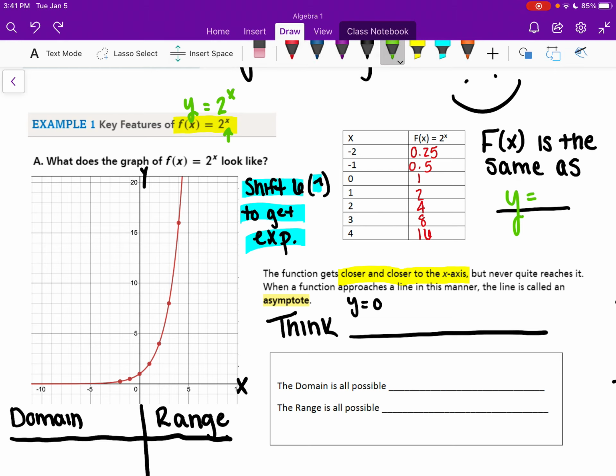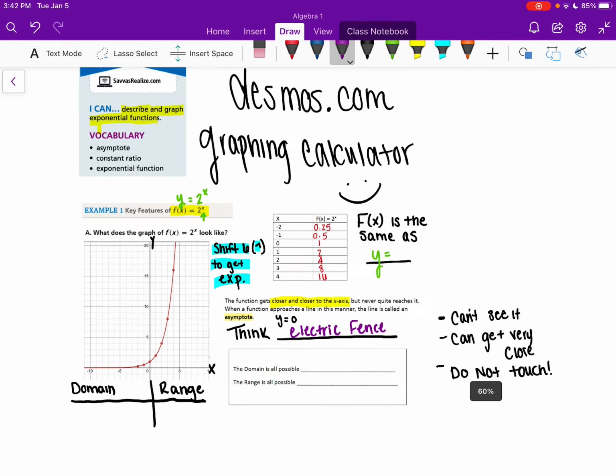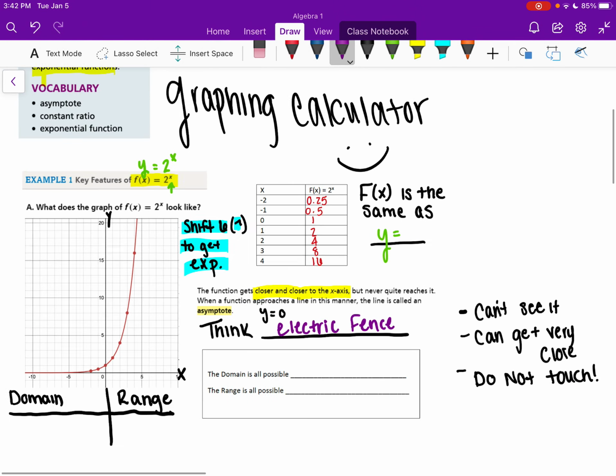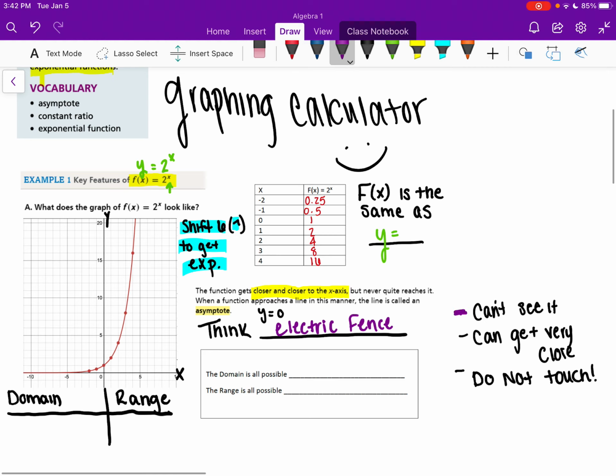The way that we're going to think about this is like an electric fence. I don't know if you all have ever experienced a little invisible electric fence, or if you know the dog collars that have an invisible fence, that's exactly what this is like. Here are our components of why. You can't see it, just like on our graph, it's not a line that can be seen. It's not actually there. You can get very, very close to it, and our graph does. It's so close that on Desmos, it looks like it's touching it, but it's really actually not.